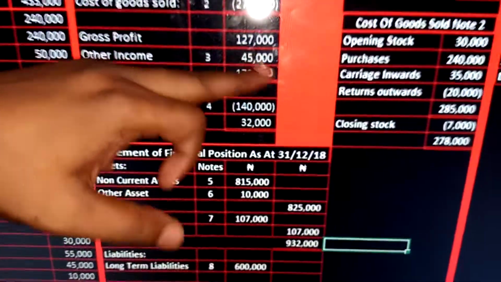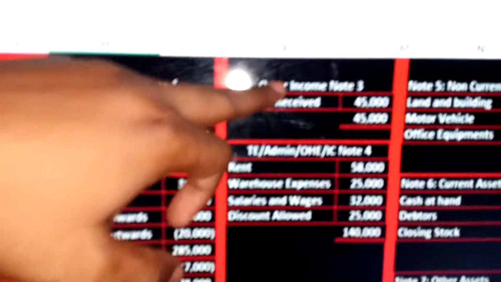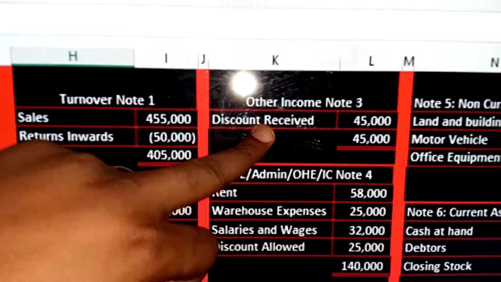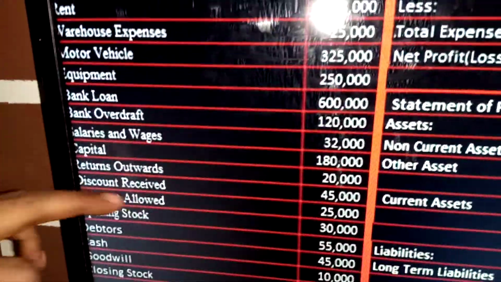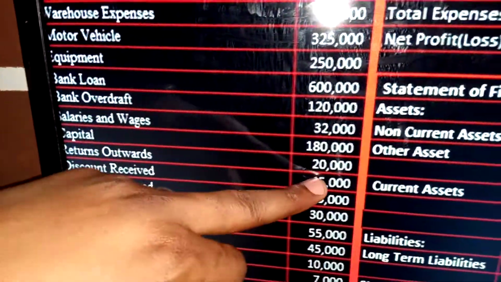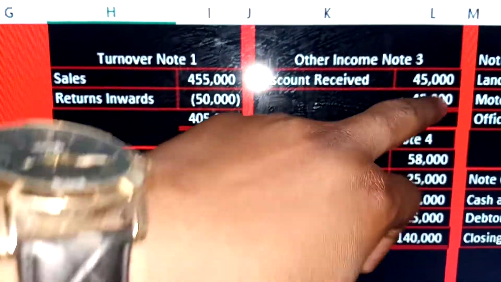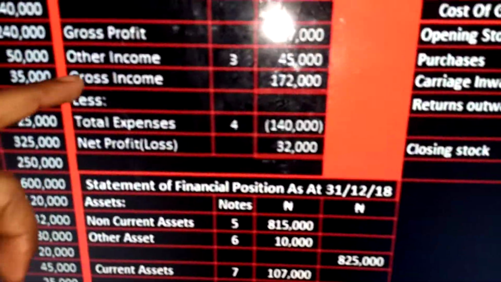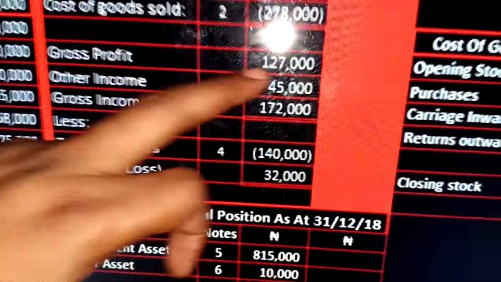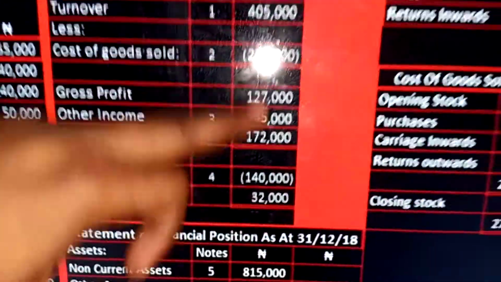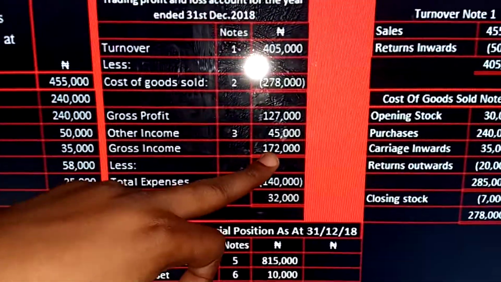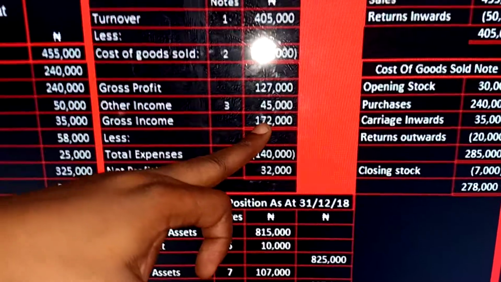So let's go to note 3, other income. So what are the functions here? It is discount received. So come to the question. What's discount received in the question? 45,000. That's what we're having here, 45,000. So you bring that 45,000 here, other income. You add it to your gross profit. You have 172,000. This becomes your gross income.